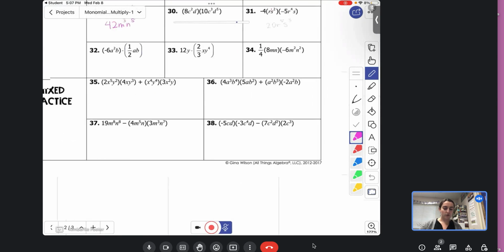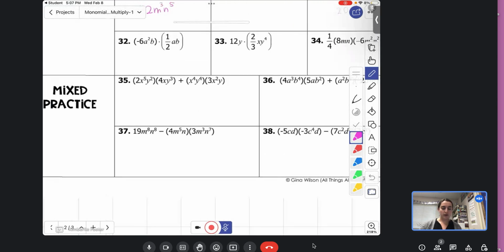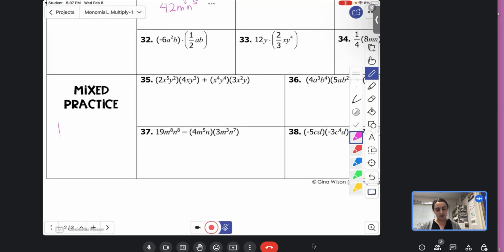All right, down here we're putting it all together. Think of PEMDAS here. We need to multiply, then add, right? So when you multiply these, you should be getting some like terms, and then you can apply combining like terms from the first page.